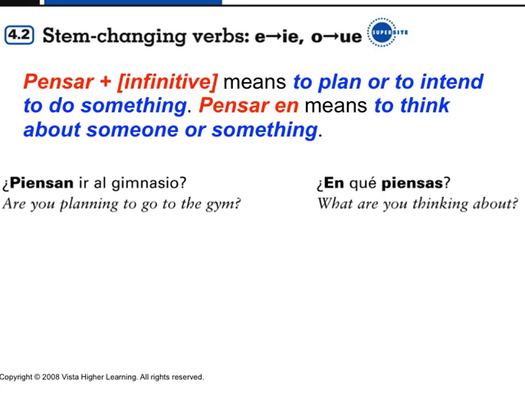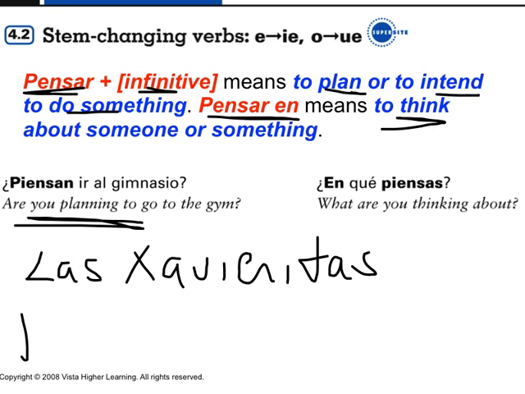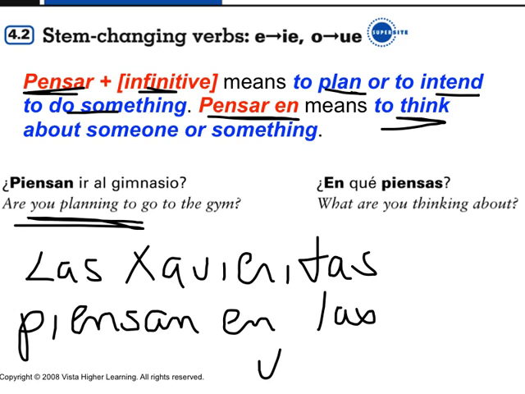And here's another verb that takes the infinitive, class, and that's pensar. Pensar is a fantastic verb. When followed by an infinitive, it means to plan or intend to do something. Like, ¿piensan ir al gimnasio? Are you all planning to go to the gym? But pensar en means to think about something. ¿En qué piensas? Las Javieritas piensan en las vacaciones. They are thinking about vacation.